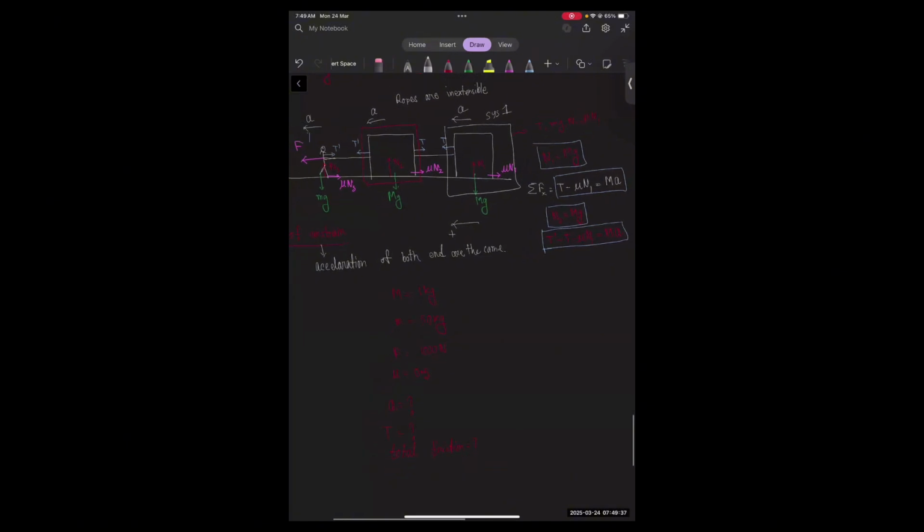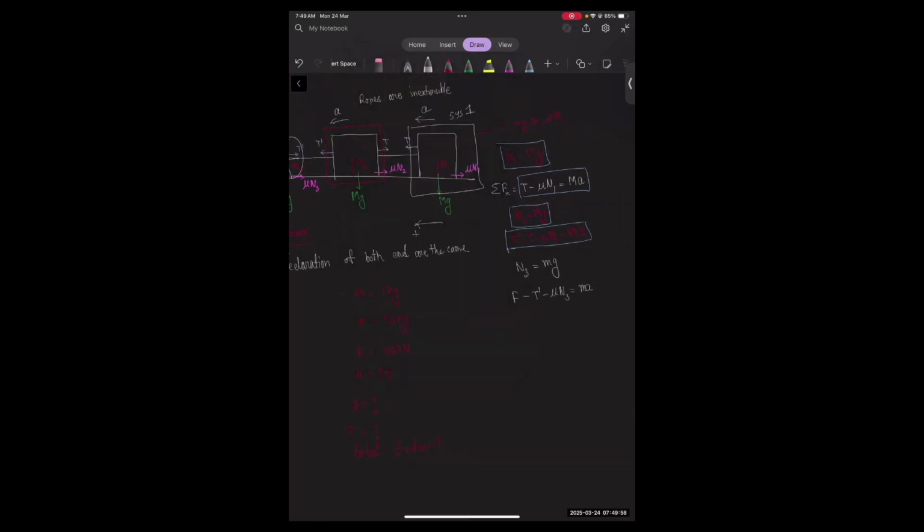Finally, go back to the first object. If you take man to be the system, you get N3 is equal to mg. And you also get that f minus T prime minus mu N3 is equal to ma. সো প্রত্যেকটা অবজেক্টের উপর আমরা নিউটনের ল লিখেছি কয় ডাইরেকশনে লিখেছি? দুই ডাইরেকশনে, একবার এক্স ডাইরেকশনে আর একবার ওয়াই ডাইরেকশনে, and then we get these set of equations.